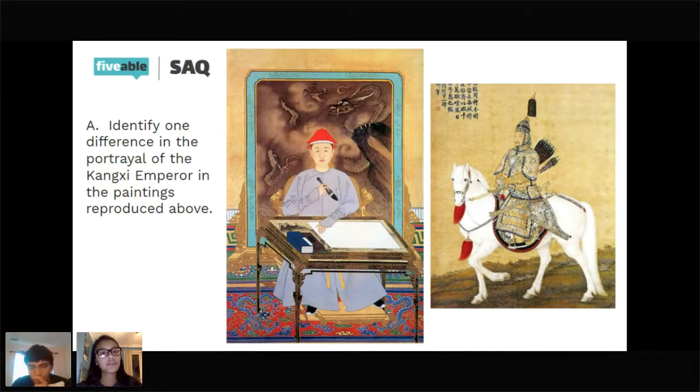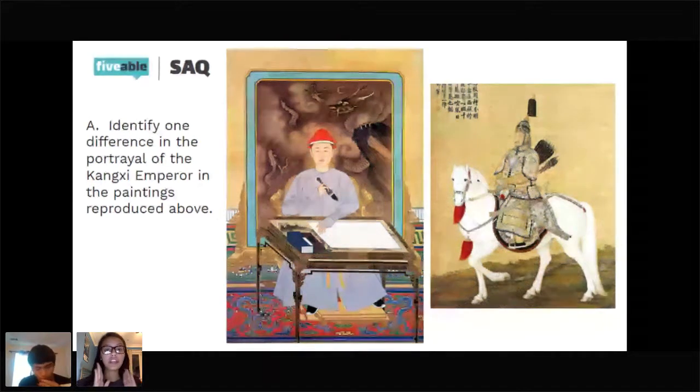So in this one, he's portrayed more as a scholar, whereas in the other one, he's portrayed more as a leader. He's completely covered in armor. He's on a horse. He seems a lot more powerful because of the facial expression that he has and the items that are on him. And then beforehand, he looks a lot more relaxed, a lot more focused on almost education.